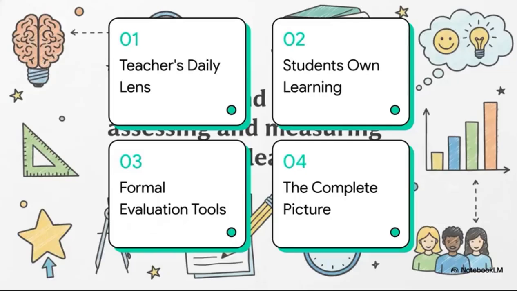So, here's the plan. First, we'll look through the teacher's eyes at those small, everyday checks they do. Then, we're going to flip the script and see what happens when students take charge of their own assessment. After that, we'll get into the more formal stuff, like tests and rubrics. And finally, we'll see how all these pieces come together to build a full portrait of a learner.